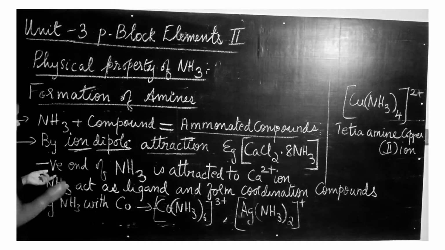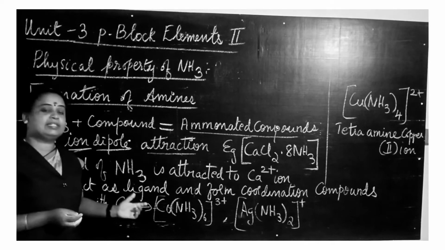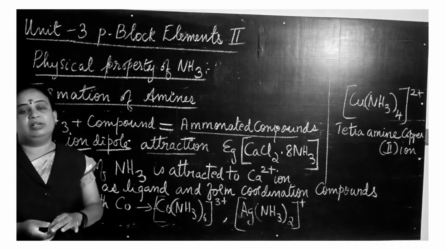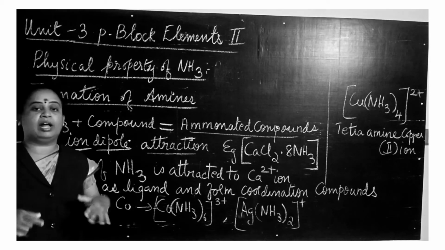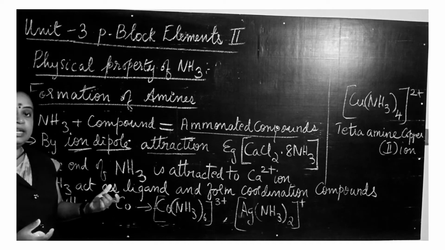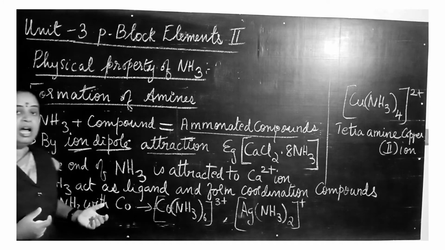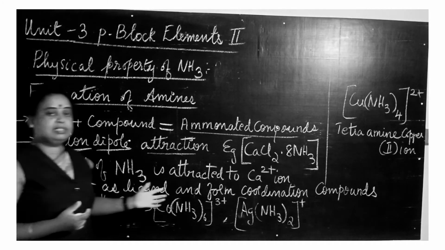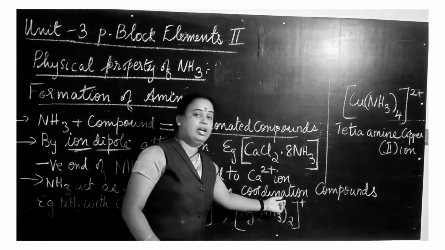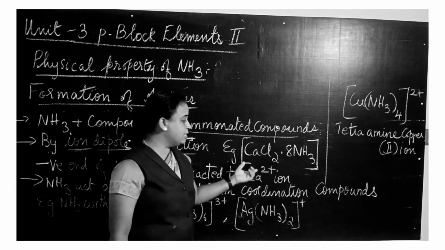Understanding? Now, this ammonia acts as a ligand. In coordination chemistry, ammonia acts as a ligand when it combines with other elements, metallic salts or other compounds. When ligands are there, that compound is called a coordination compound. So according to coordination chemistry, ammonia is acting as a ligand, and for that reason the ammoniated compound is also a coordination compound.